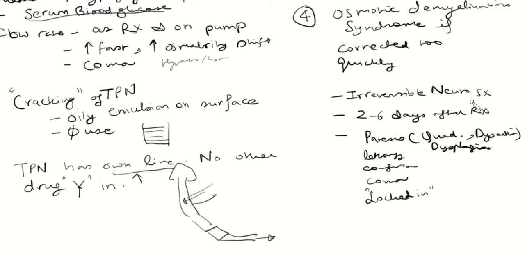So it's irreversible neuro symptoms 2 to 6 days after their sodium is corrected, and you basically have paresis, which is weakness of the extremities, dysarthria, dysphagia. You can become quadriplegic, lethargy, confusion, coma. These are mental status changes. Last but not the least is locked-in type syndrome. What does that mean? That means the patient is aware, they can't move any of their extremities. They're able to breathe, they can feel everything, they just can't do anything.